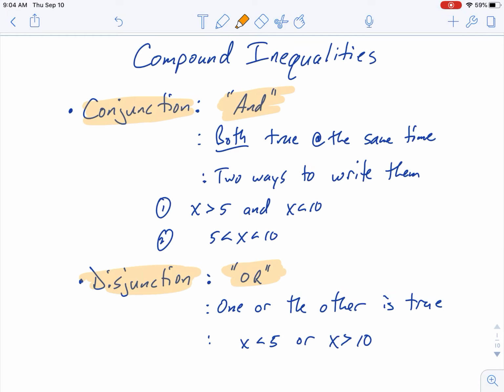So if you and your friend are going to the movie together, that means you're both going. If you or your friend are going to the movie, it means either you are or the friend is, so one or the other. So with a conjunction, both are true at the same time. With a disjunction, one or the other is true.